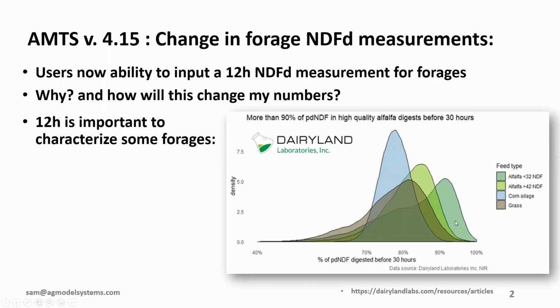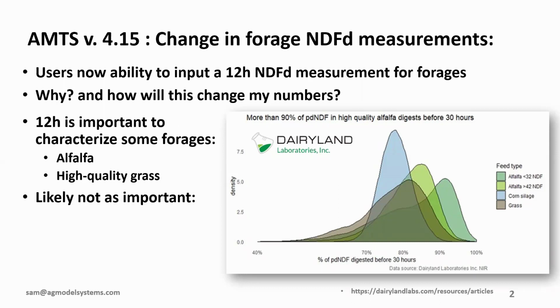Okay, and so what you can see here is alfalfa, a lot of it's gone before 30 hours, but there is a very wide range. And so this would indicate to us that it might be worth characterizing that 12-hour time point to try to get an idea of digestibility in that first 30 hours of digestion. So it's probably important to characterize in something like alfalfa, probably also in high quality grass. That's this brown zone here. You can see that there's quite a large range on that high quality grass as well. And it's probably not really as important in something like corn silage.